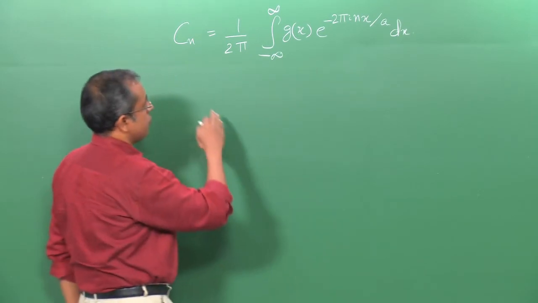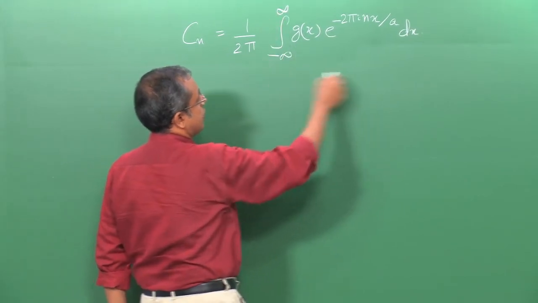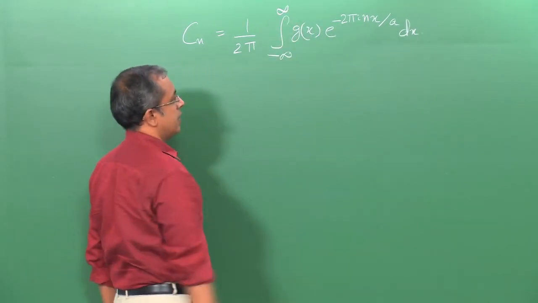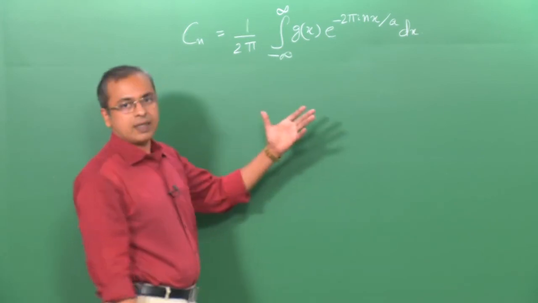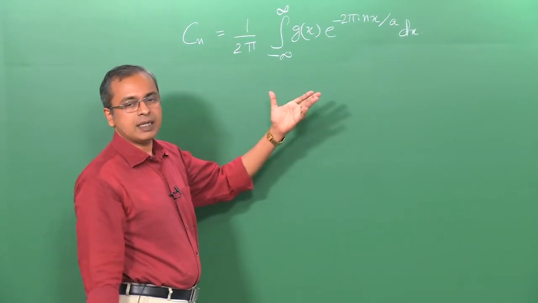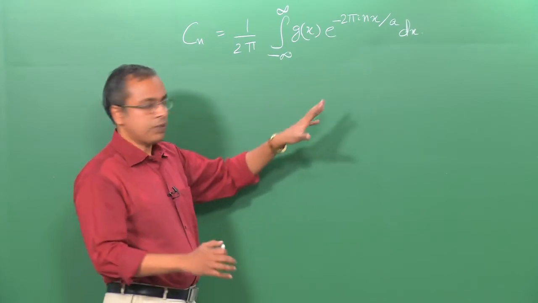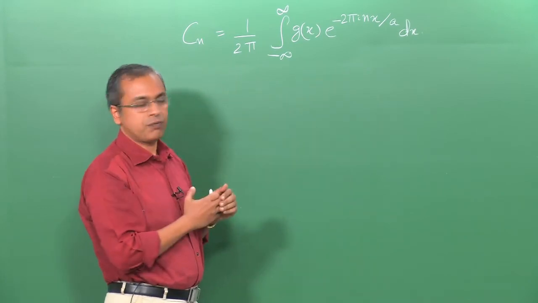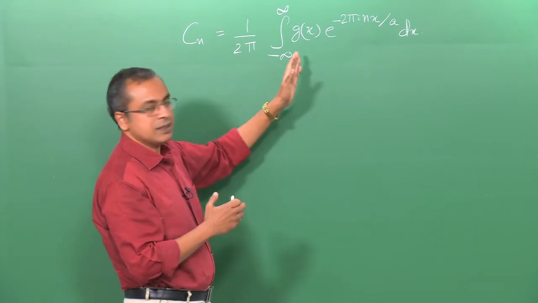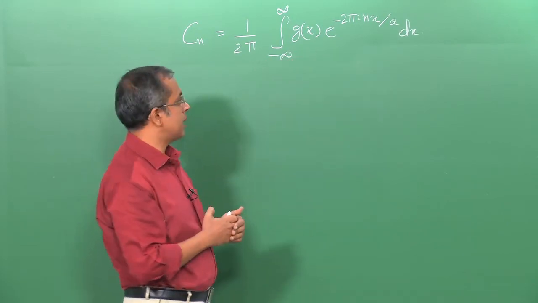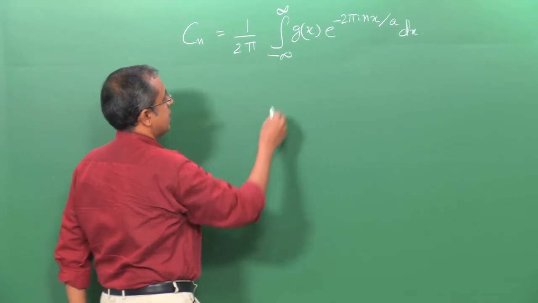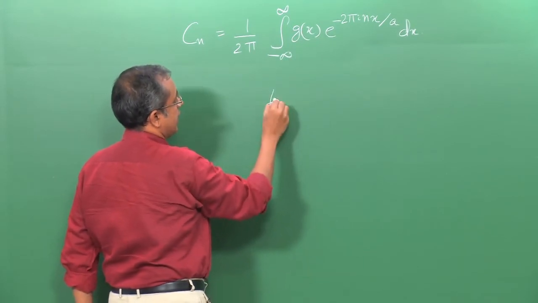Now if you look at this, the term that you have within this integral is mathematically the Fourier transform of the function g of x. We are not deriving the Fourier transform formula, but this is the form you will arrive at if you take a function g of x and do the Fourier transform, and this gets represented as f tilde k.